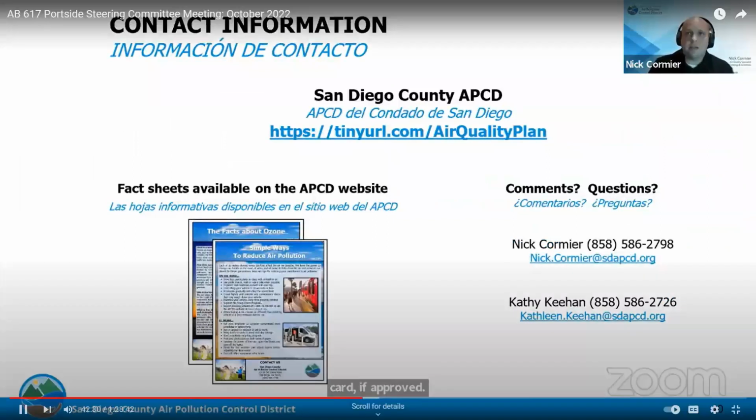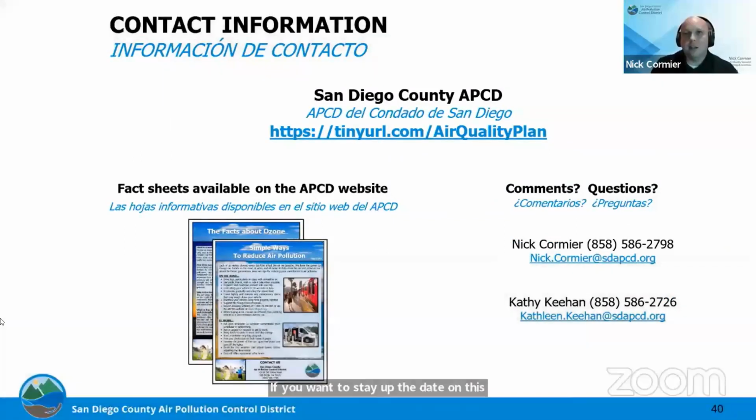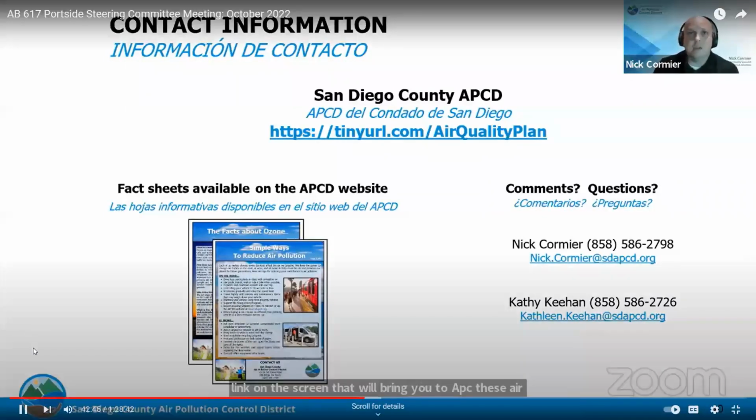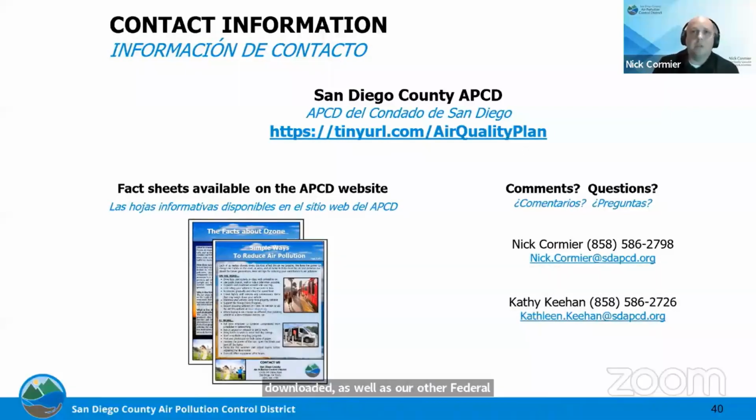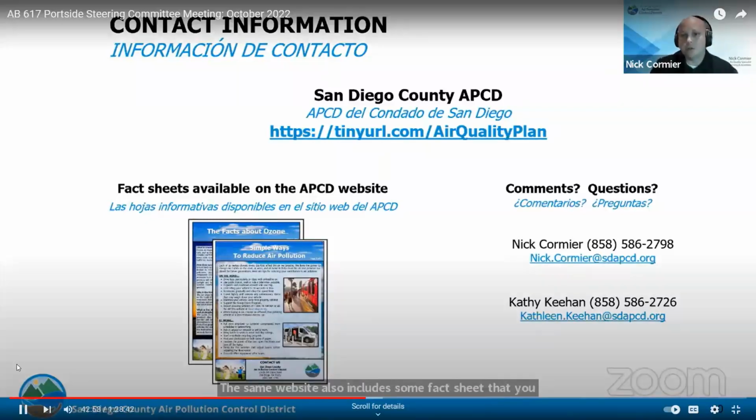If you want to stay up to date on this process or other federal air quality planning processes, I highly encourage everyone to visit the website at the tiny URL link on the screen. That will bring you to APCD's air quality planning webpage where the 2022 RACS can be downloaded, as well as our other federal ozone plans. The same website also includes some fact sheets that you can download to discuss facts about ozone in your region, as well as some simple ways that you can reduce air pollution in your home.